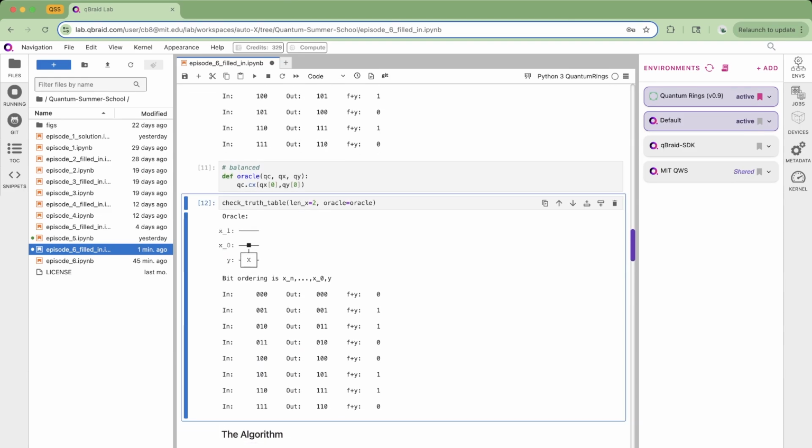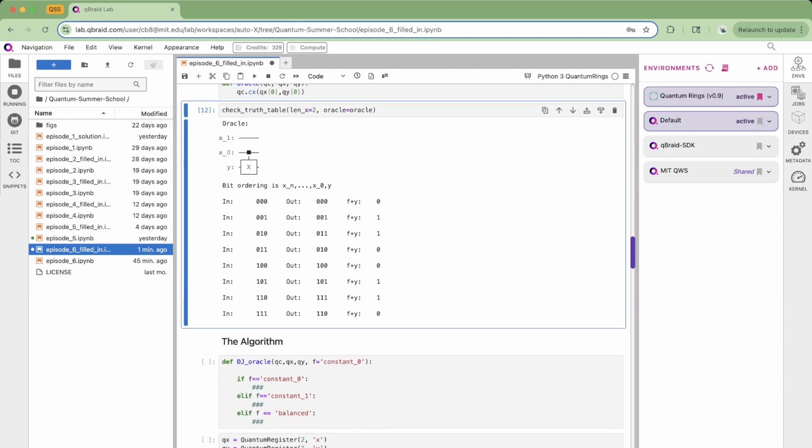Okay, so now we can see that for some of the inputs, f plus y is the same as y, but then for some of them it's flipped. So for instance, this one is flipped. So this is indeed a balanced function.